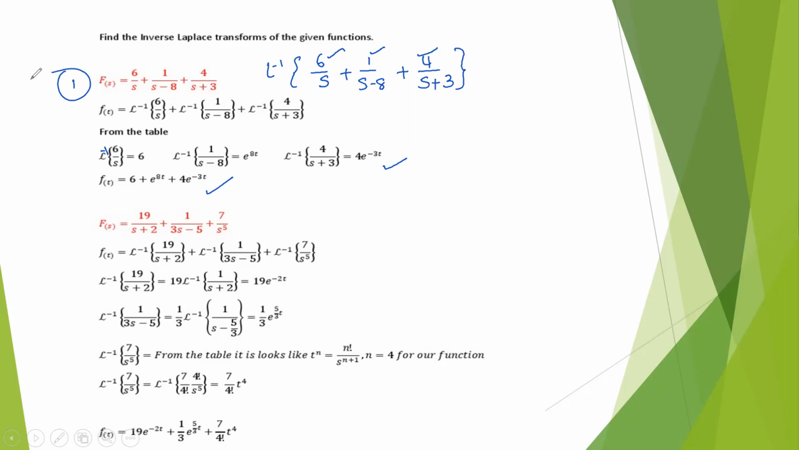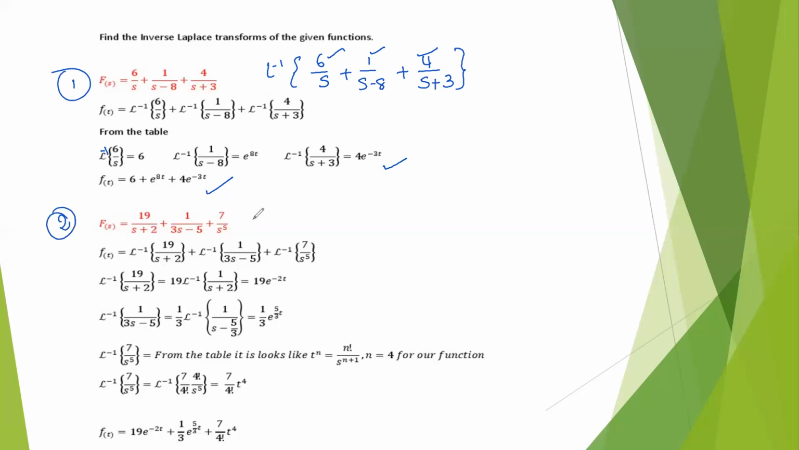Okay, so what we have done, we have calculated the inverse Laplace transform of 6 by s plus 1 by s minus 8 plus 4 by s plus 3. Individually we calculated, otherwise directly also we can write their respective functions. Second example, let us see.